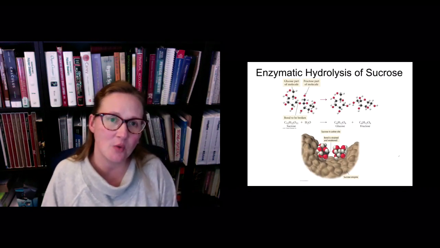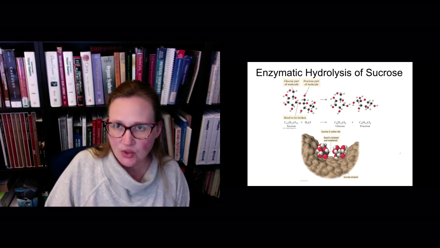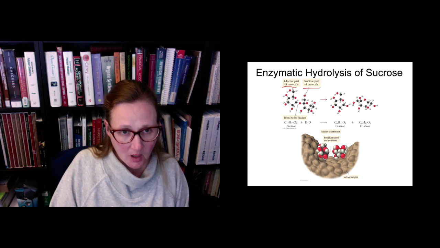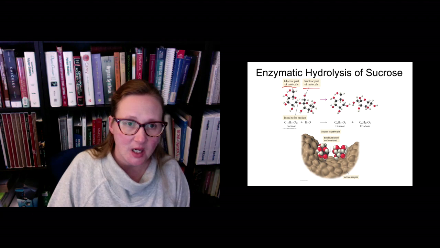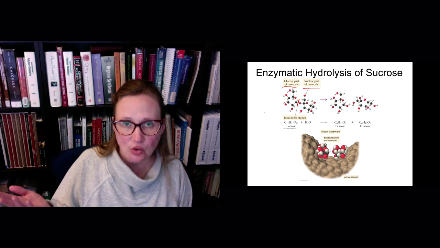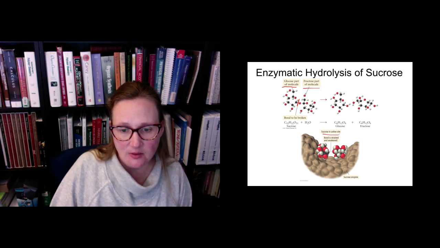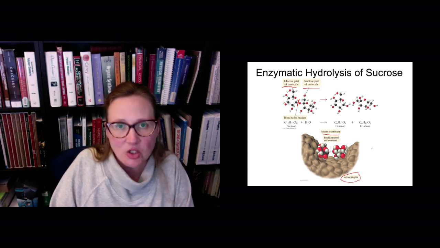So here's just an example of one type of enzymatic reaction, and this is the hydrolysis of sucrose. Sucrose is a sugar that you put on your cereal, and it is made up of a glucose molecule and a fructose molecule. The sucrase enzyme cleaves the glucose and fructose molecules right here to release two sugar molecules, glucose and fructose. Sucrose comes into the active site and binds to the sucrase enzyme, and at the active site, it's the right shape and the right intermolecular interactions.